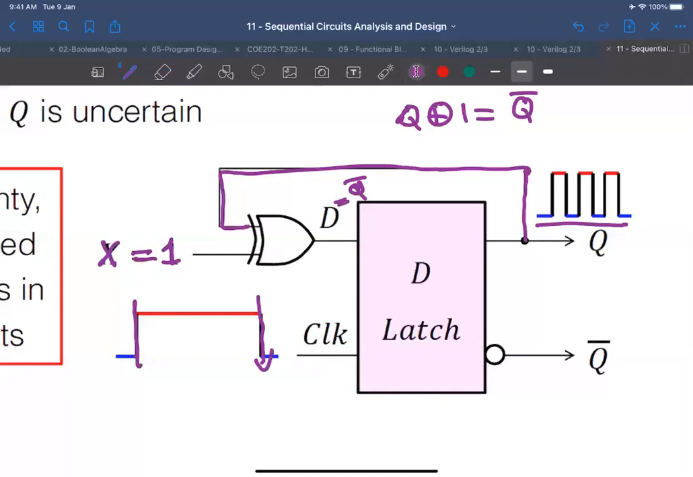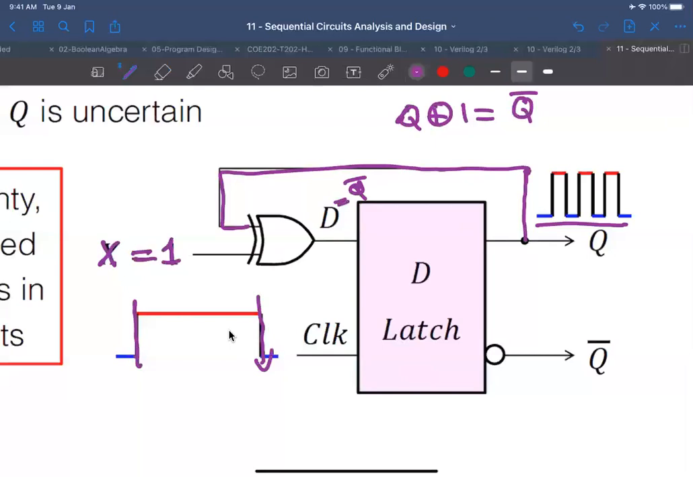Is it random, doctor? Based on how long the clock was up? It depends on several parameters: the length of the clock period, and also the propagation delays and stuff like that. There are so many parameters, so we are uncertain what the value of Q is. We don't actually know. We have no idea what the final value of Q is.